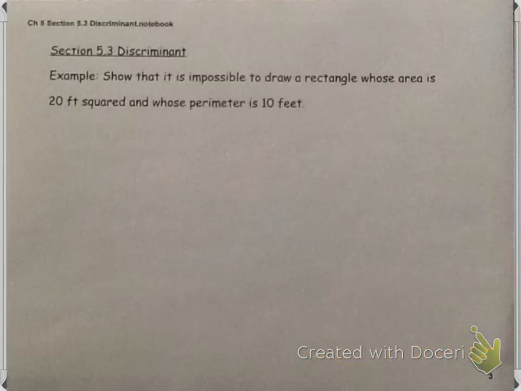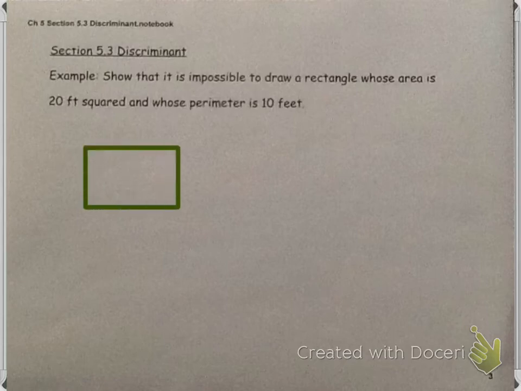Next page. So we can also use this concept of discriminant to solve a problem or show, like in this example, that it's not possible. So if we have a rectangle and we say the perimeter is going to be 10 and the area is going to be 20. So let's call this x and this y.